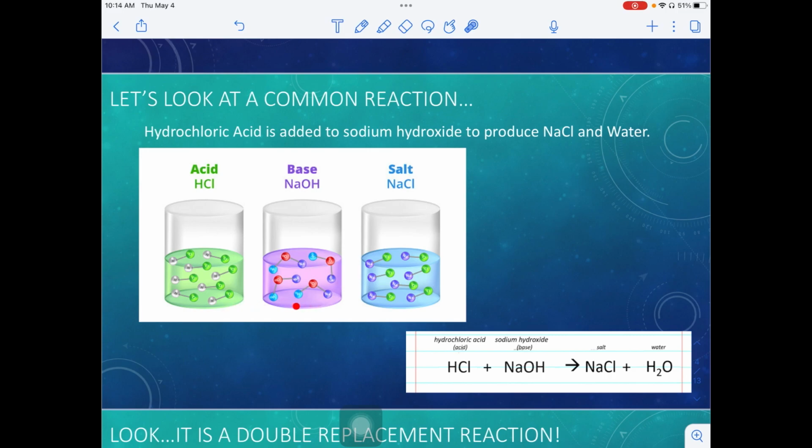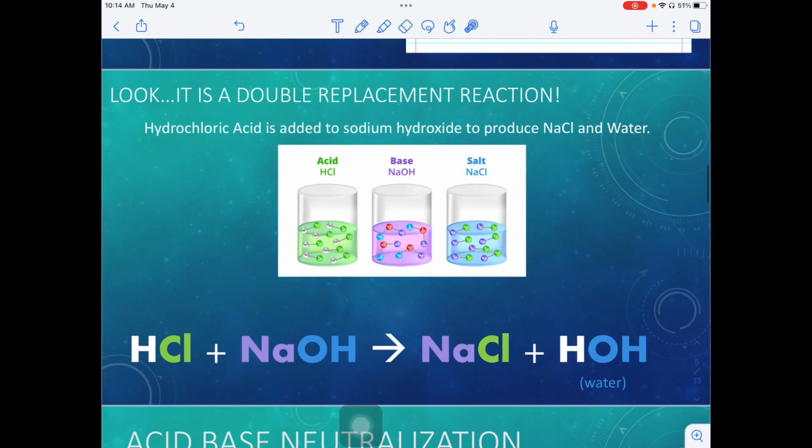Sodium hydroxide is a strong base. The hydroxide ions, or OH, will completely break away from the Na+. What they result in is sodium chloride and water. So again, hydrochloric acid plus sodium hydroxide equals NaCl, which we know is table salt, and water. Take a look at this again.